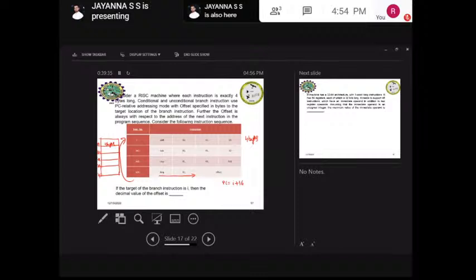So therefore, we have to calculate the value of the offset address. For that, there is a formula: effective address is equal to PC, program counter content, plus offset address. After the branch instruction, obviously the program counter is shifted to the first point. So let us say the initial address is 0. Then 0 is equal to the PC address, which is 16, plus offset. So the offset address is minus 16. Therefore, the decimal value of the offset is minus 16.